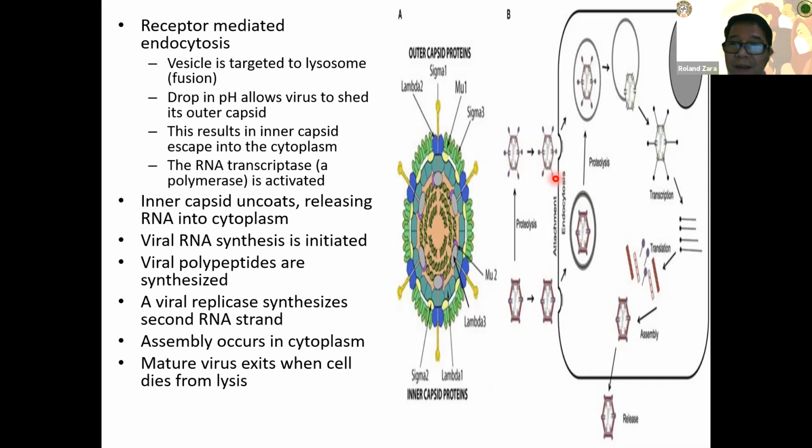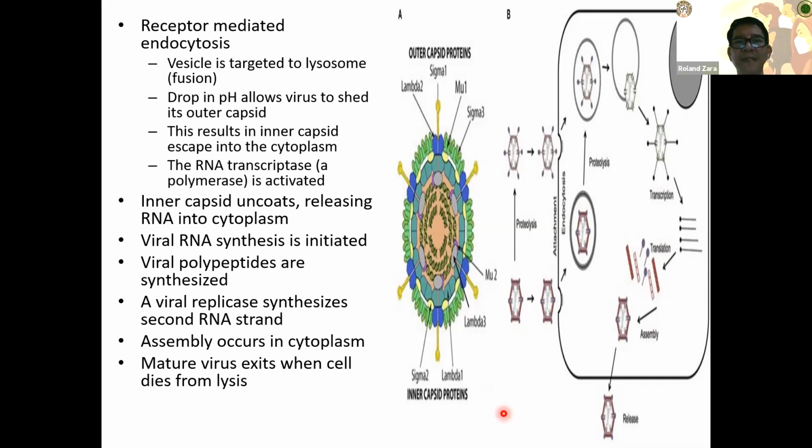Okay, so the vesicle is targeted to lysosome fusion. The lysosomes enter here, and once the lysosome enters, it releases its acidic pH, and the virus will be released into the cytoplasm. The nucleocapsid contains the single-stranded RNA. It will release the RNA, undergo transcription and translation to form another virus. This virus will now be released to infect another cell. This is the same with other viruses, their main mechanism of replication.